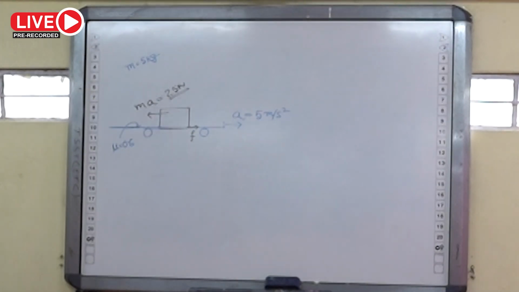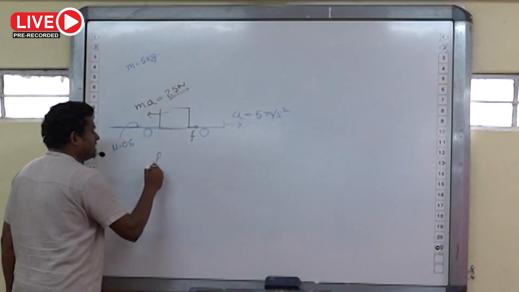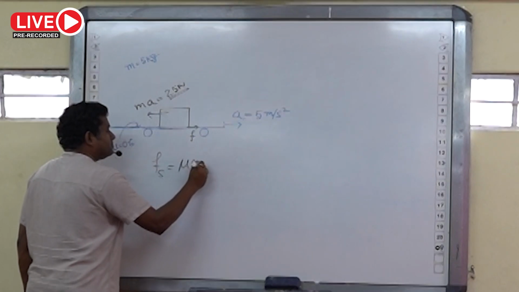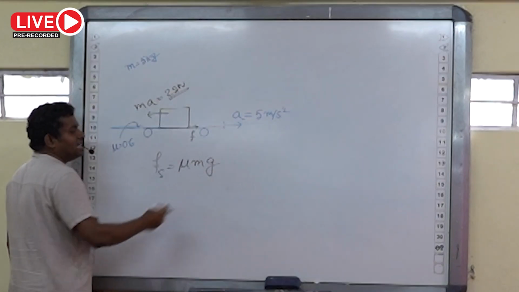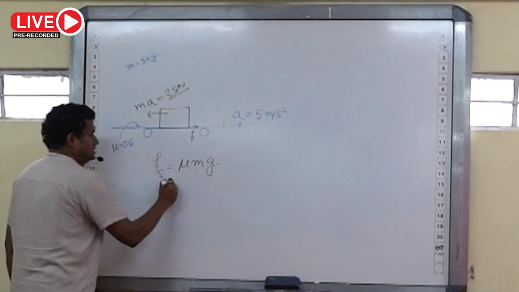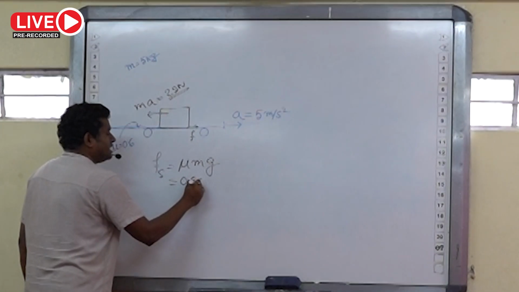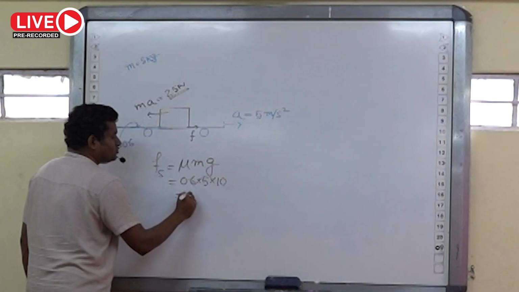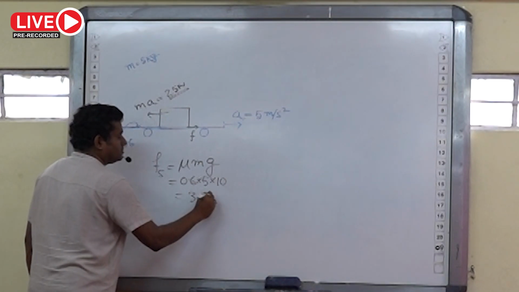No. Mu mg is the limiting friction force, that is the maximum value of static friction that is possible. So first calculate that limiting friction force. Limiting friction force is denoted by Fs, not this F, that is mu N, and N here is equal to mg. So mu will be 0.6, m will be 5, g is 10. So this one will be 6 into 5, that is 30 Newton.